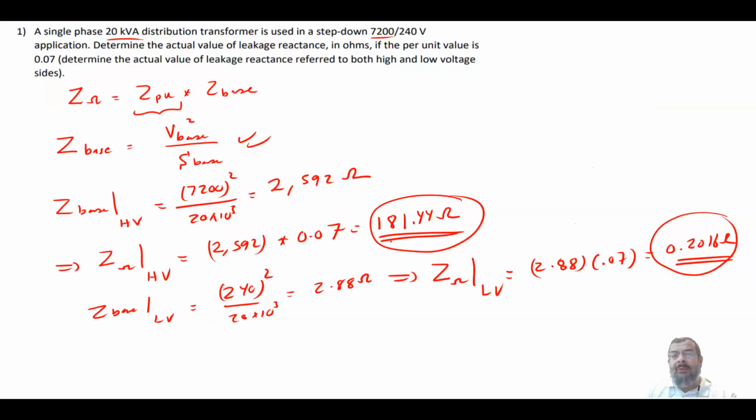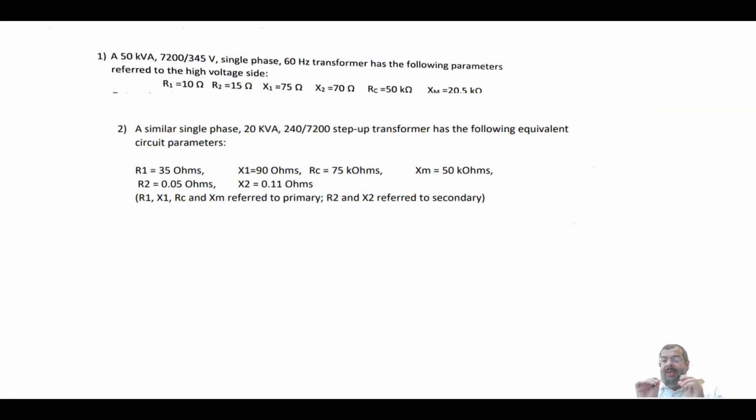Now, in the second part, we need to calculate the voltage regulation. But before that, I'd like to make an analogy, to give some feeling for the question. This is a question I solved before, the question before this one, I think from December 2021 or 2020. And this is the question of this exam. Here, the values of R1, R2, X1, and X2 in that question were both referred to the high voltage side.